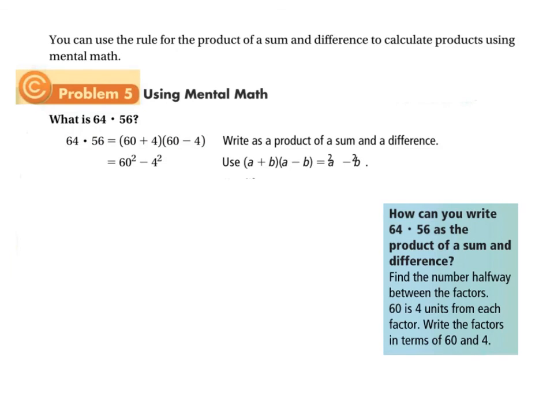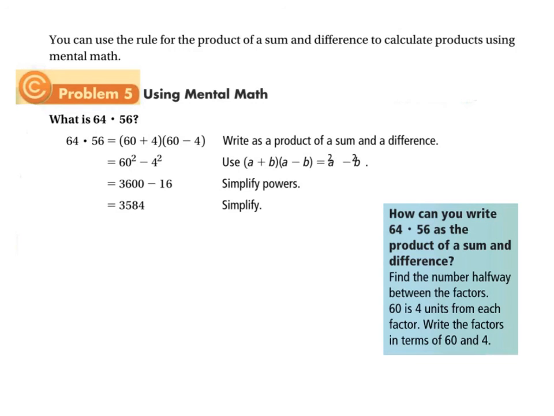Now let's do what they tell us to do. Remember, if it is the same two numbers with an add here and a subtract here, then we just square that. 60 times 60, 3,600. 4 times 4, 16. So we do 3,600 minus 16. And that's what you get.